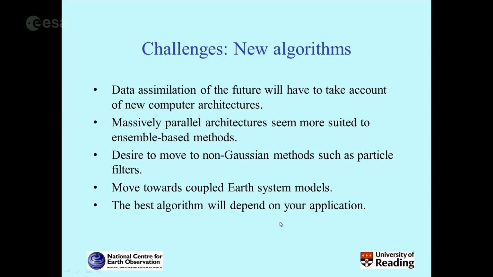There is also a move towards more coupled Earth system models. I spoke about coupled atmosphere-ocean models. What people want to move towards in forecasting is a whole Earth system. So we've got an atmosphere model, an ocean model, a land model, a wave model, a sea ice model, all coupled together. And we're going to make forecasts.